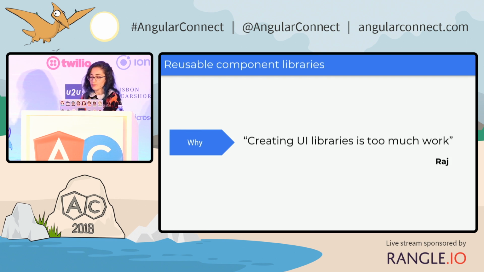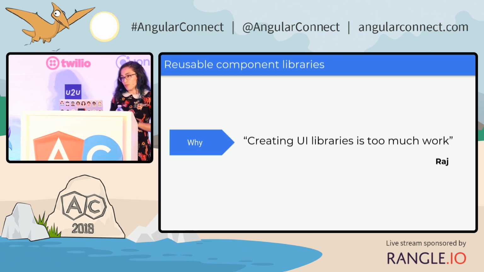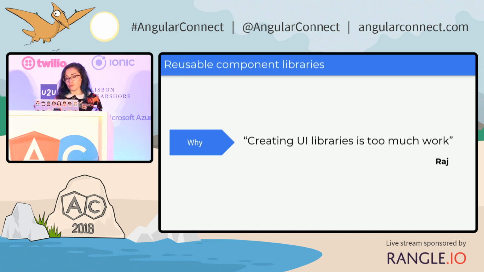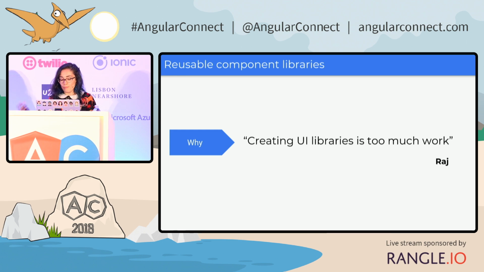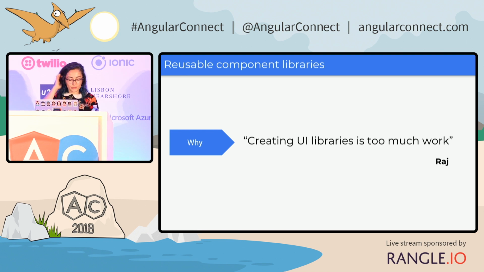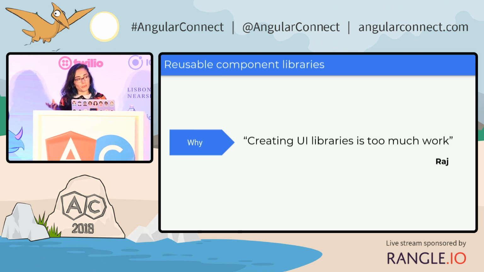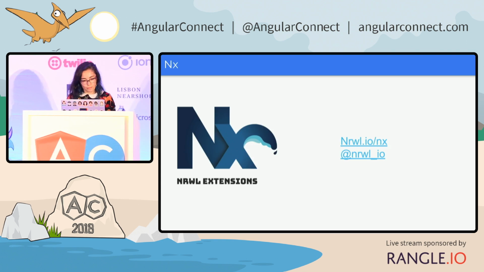And let's talk about Angular. Creating UI libraries is too much work, said Raj to me one day. What he meant was, if you're creating a reusable component library, you have to create another repo, and then you have to package it and go back to your project and reinstall it, reuse it. And this is a really horrible thing to do, and that's why we kept copying and pasting the same code between different projects all the time.